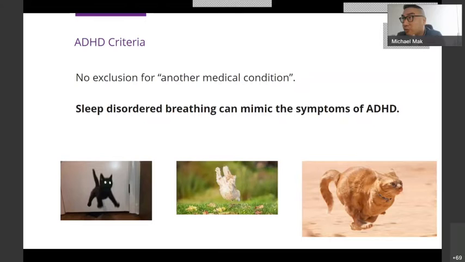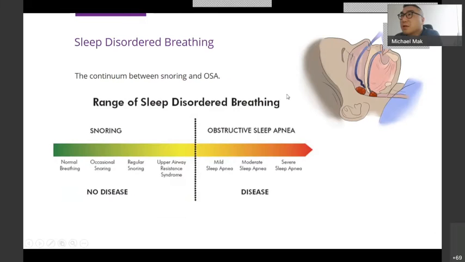And here we have a selection of young cats that have impulsivity and hyperactivity. So the bottom line is sleep disordered breathing can mimic the symptoms of ADHD. So what is sleep disordered breathing? It represents the continuum between snoring and sleep apnea.